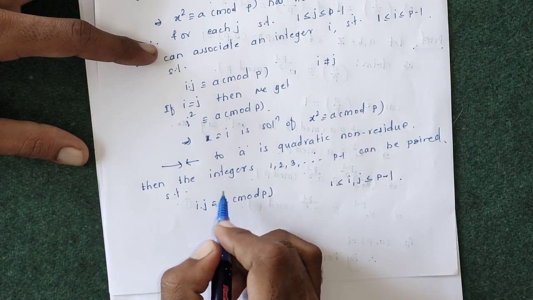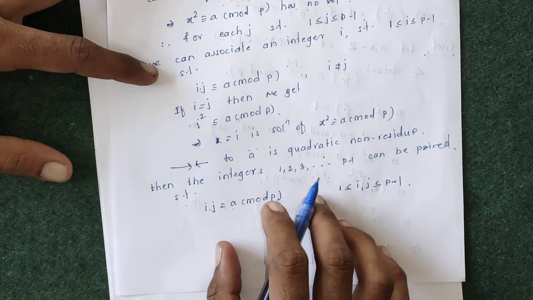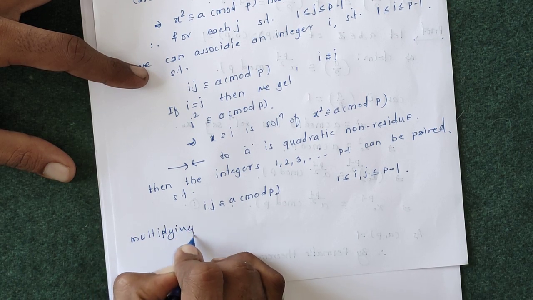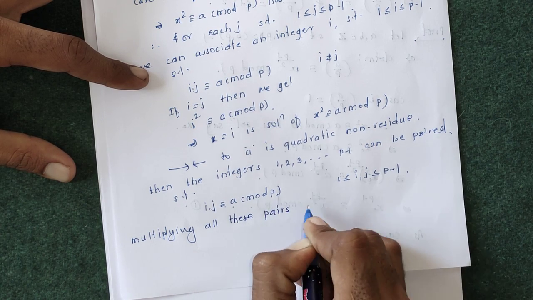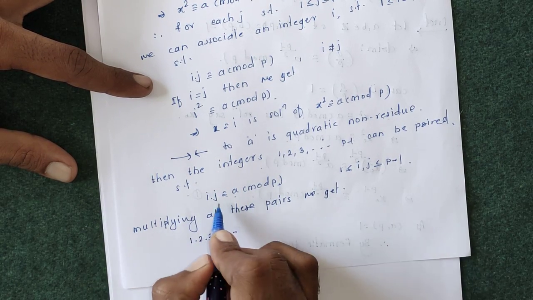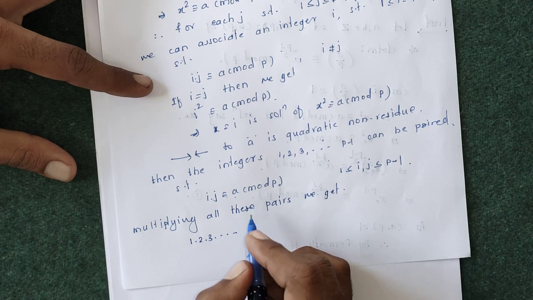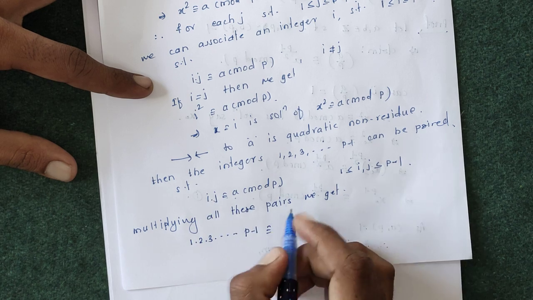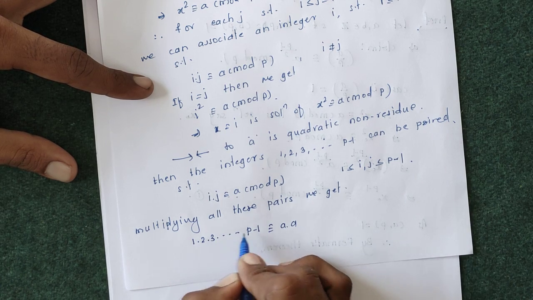Multiplying all these congruences, that is, multiplying all those pairings, there are exactly p minus 1 by 2 pairings. Just multiplying all these p minus 1 by 2 congruences and rearranging these numbers, we can write 1 into 2 into 3 into up to p minus 1, which is congruent to a into a into a into a. Suppose this pair 1 into 3 is congruent to a mod p, and again the pair 2 into 4 is congruent to a mod p.